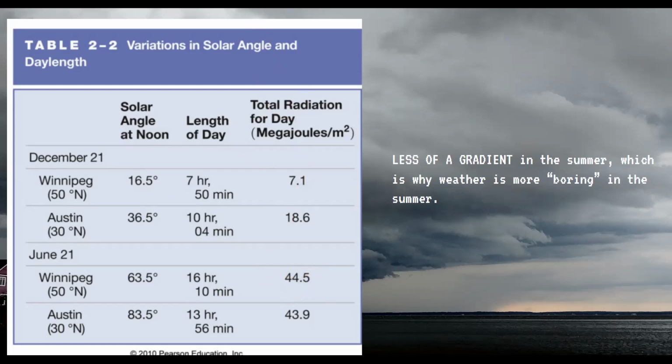And these differences we can consider gradients. There's less of a gradient in the summer, which is the reason why weather is more boring in the summer, as some may say. So the reason between these is the season. It has nothing to do with anything else.